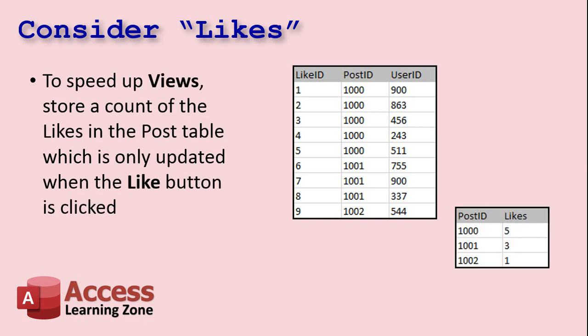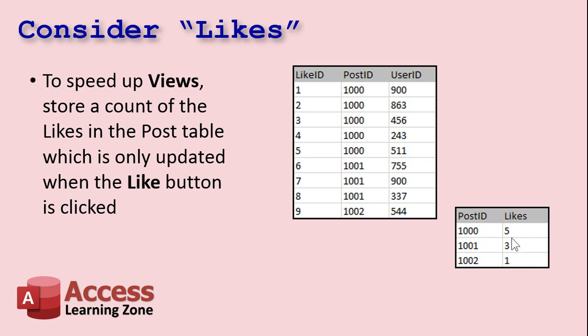Okay? Now, to speed up views for that post, let's call it a post, right? To speed up the views, you're going to store a count of those likes in the post table, which is only updated when someone clicks that like button. Right? This here table's got the post data in it, like the post ID, the number of likes, the person who posted it, the description, the full whatever. Okay, this is the post table. So if you're going to display this information 10,000 times, all you have to do is read one little value out of one record, or out of one table.